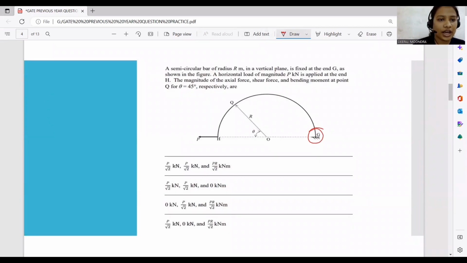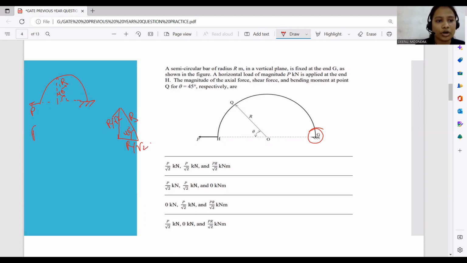So we have this semicircular bar. One end is fixed over here and the P load is applied. This is the data provided in the question. One more thing: it makes a 45-degree angle. This is R. Suppose we have this right-angle triangle, this is R, this is 45 degrees, so the sides will be R by root 2 and R by root 2.